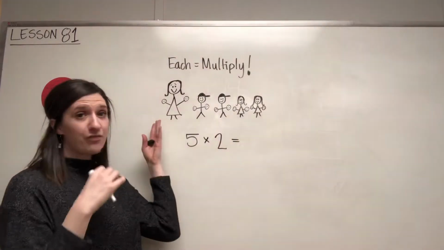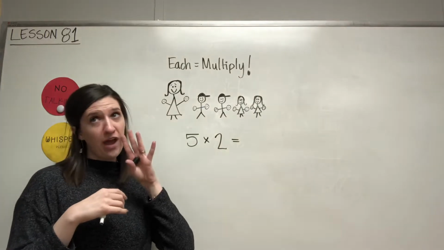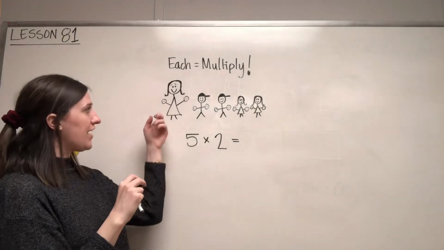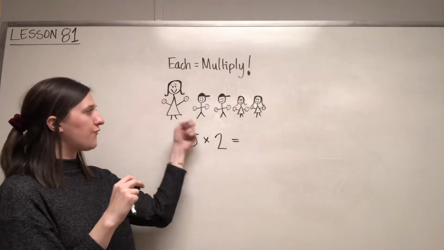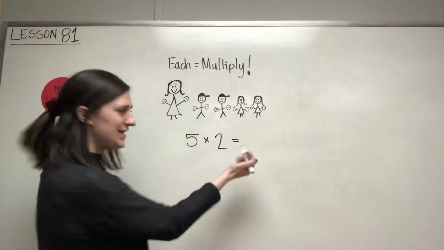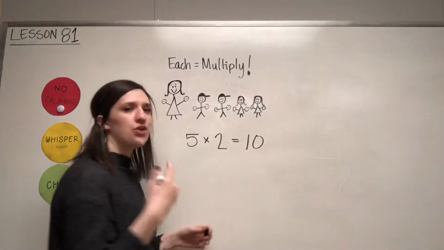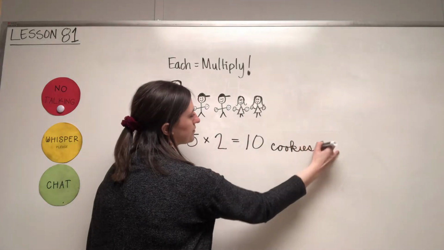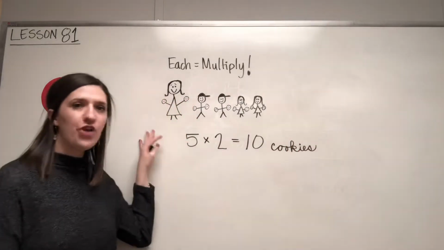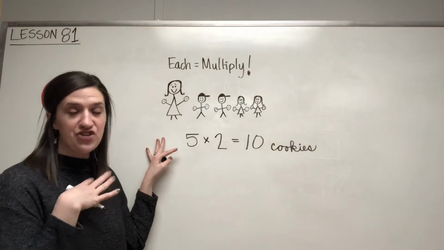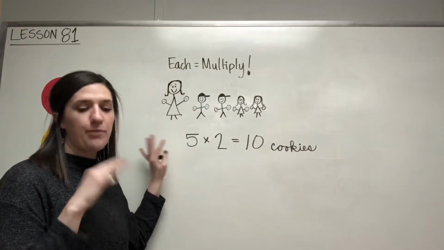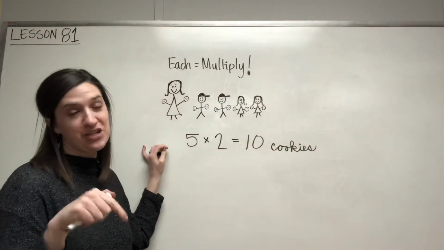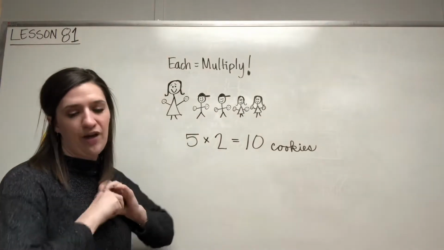So if we have 5 people and they each have 2 cookies, how many cookies are there total? You would just count by 2s for each person. 2, 4, 6, 8, 10. You would have 10, and then don't forget your label, you would have 10 cookies. This is not on your math sheet. This is just for extra and for fun, but this will help you figure out how to do the multiplication problems that are on your lesson 81 on the front side.